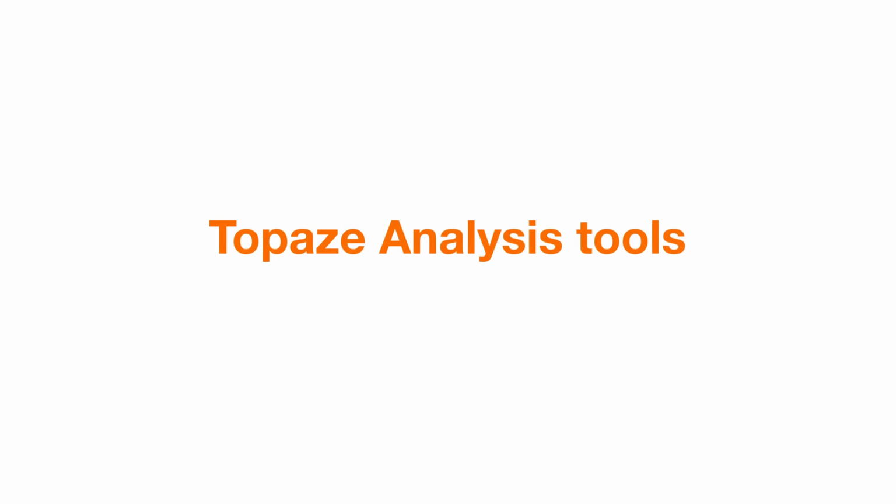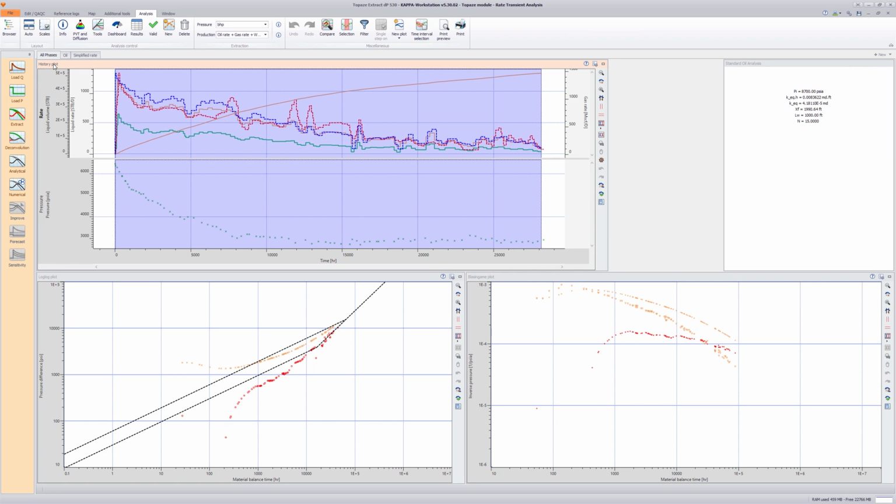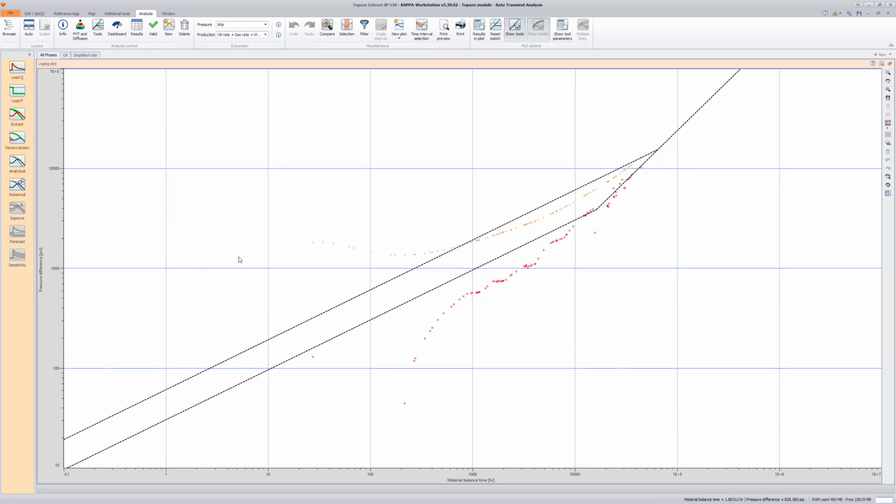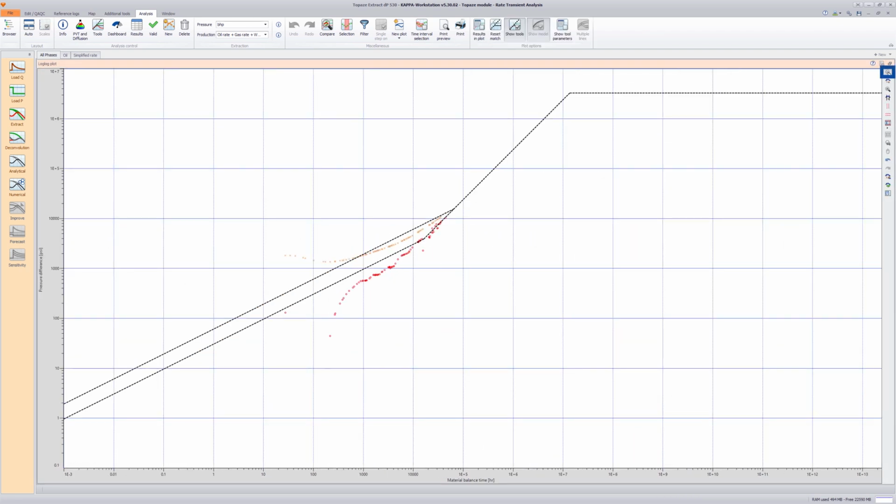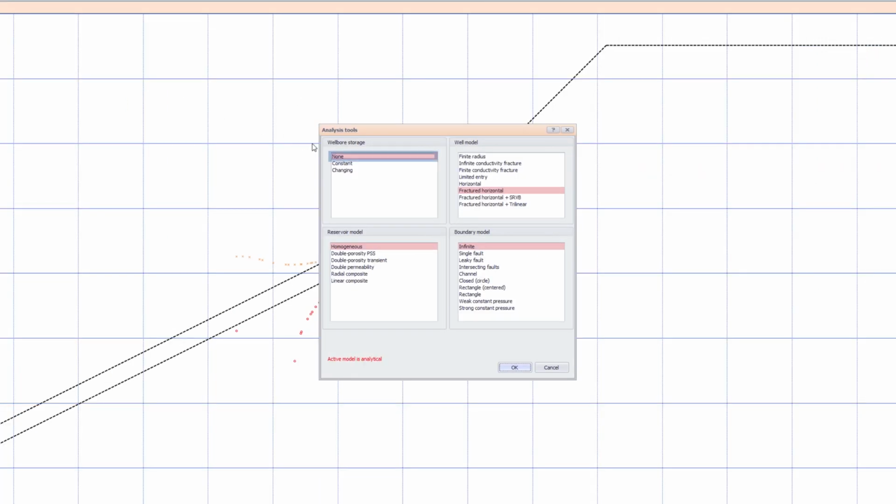Topaze analysis tools in unconventional resources. This video will show the use of diagnostic tools to obtain match parameters to feed the analytical and numerical models in Topaze. The diagnostic tools for the fractured horizontal well model in a homogeneous reservoir without boundaries have been selected.